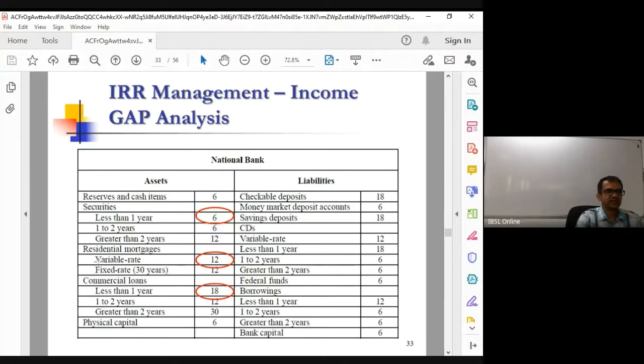But in the residential mortgages, there are variable rate mortgages. These are considered because variable rate mortgages mostly change the interest rate within a period of less than 1 year. And there are other mortgages at a fixed rate for 30 years from the beginning, but there won't be any impact on those mortgages.